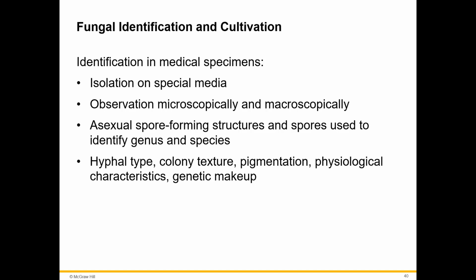Fungal identification and cultivation. So how do we identify medical specimens? We isolate it on special media. This special media is usually Sabouraud dextrose agar, and we put antibiotics in it, and those antibiotics prevent the growth of bacteria. If we have a nutrient medium, bacteria also want to grow there, but we don't care about the bacteria. So if we put antibiotics in there, it'll kill the bacteria and only allow the fungi to grow. Fungi take 4 to 6 weeks to grow at room temperature.